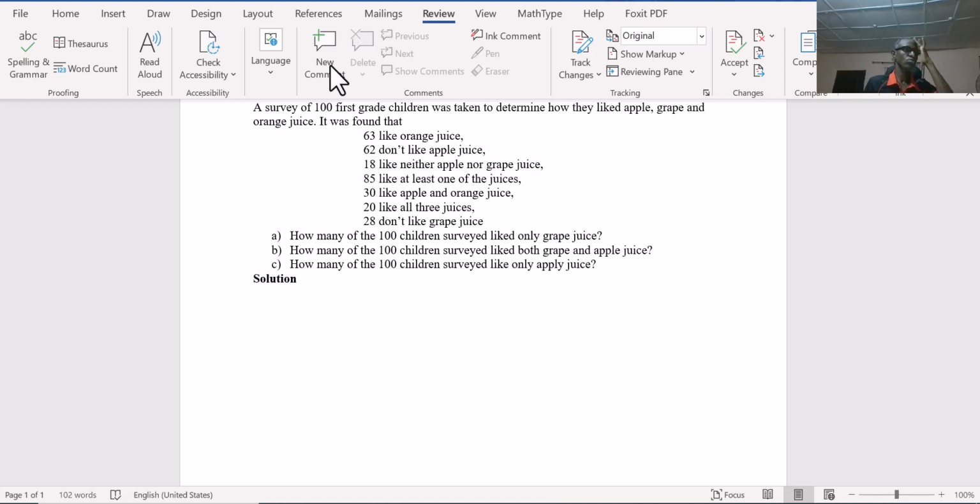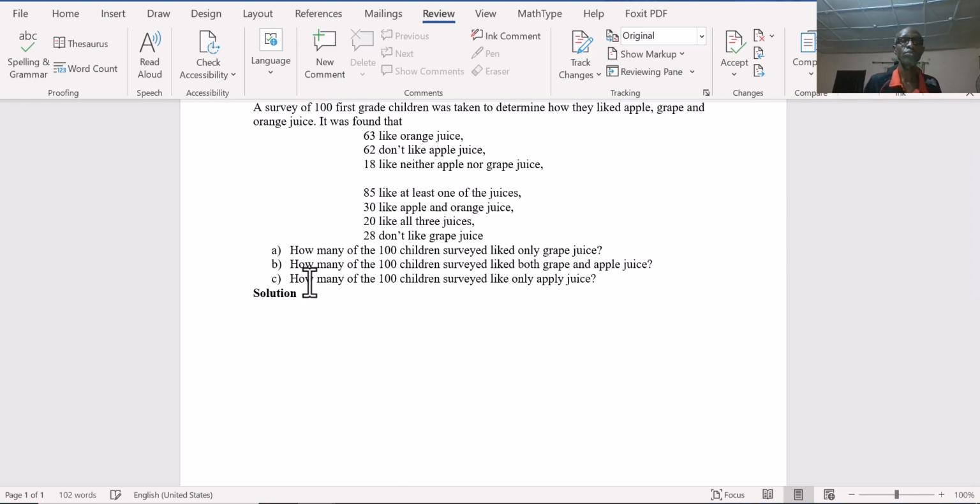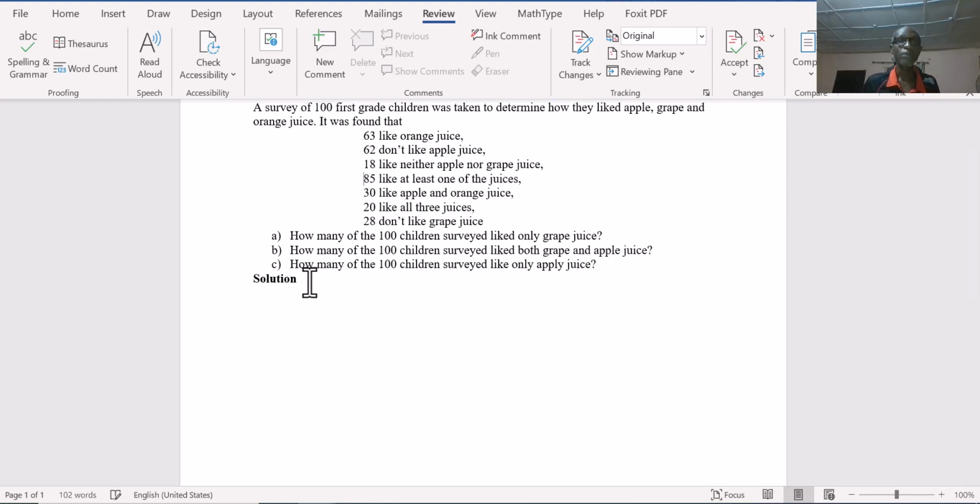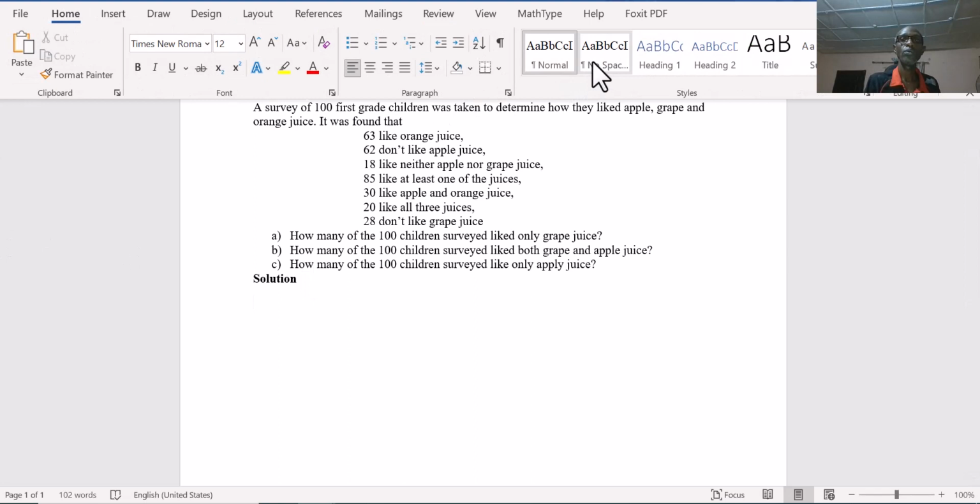So the first thing is to represent these sets, find a letter to represent them. So that's the first thing we are going to do. I'm going to start now.